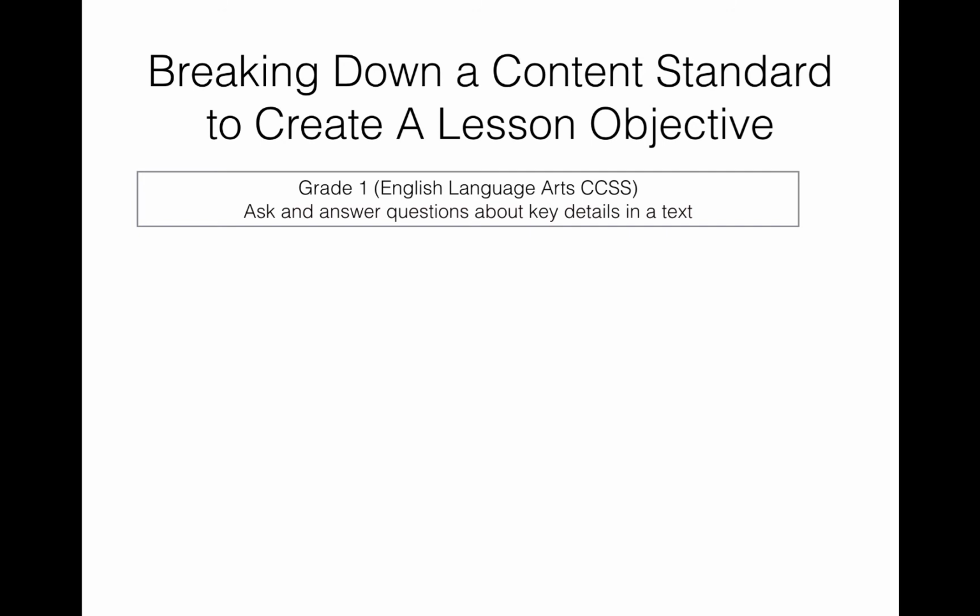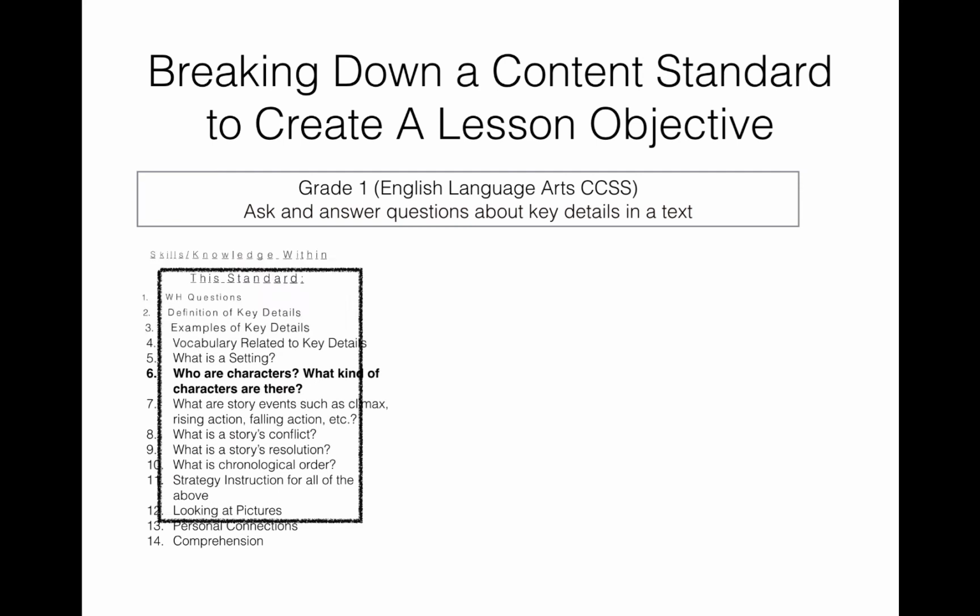text. And that sounds somewhat easy, but when you really start to break that down, you realize that when you're asking a student to do these things, they have to have a number of prerequisite skills. And there's a number of things that you can teach the student and work on with the student in order to help them to meet this content standard. So the first thing you want to do is just make a list of all of the things that you'll need to teach the student, or the student will need to know, to be able to ask and answer questions about key details in the text.